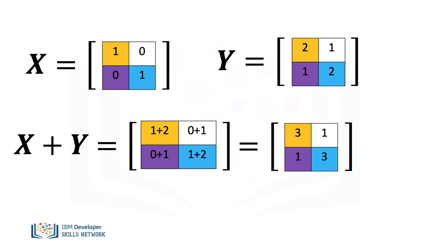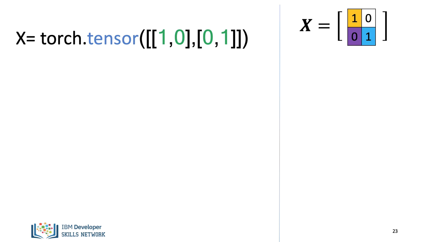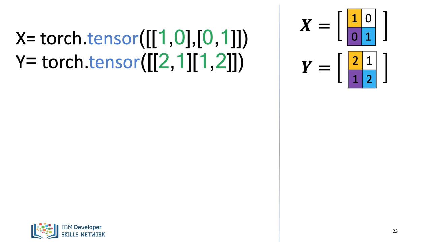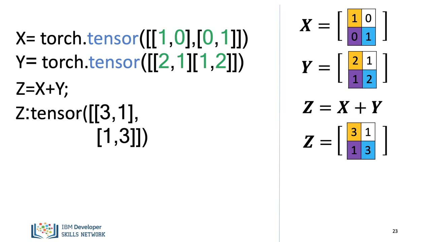The result is a new tensor that is of the same size as tensor X or Y. Each element in this new tensor is the sum of the corresponding element in X and Y. To add 2 tensors in PyTorch, we first define the tensor X and the second tensor Y. We add the tensors as follows. The result is identical to matrix addition.